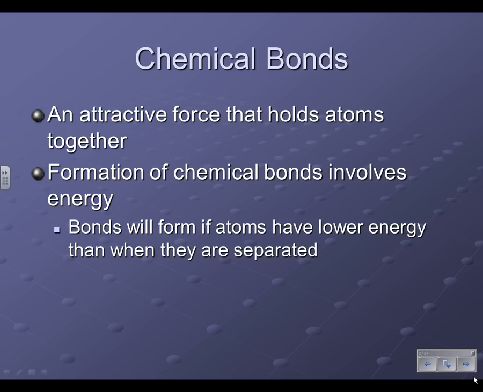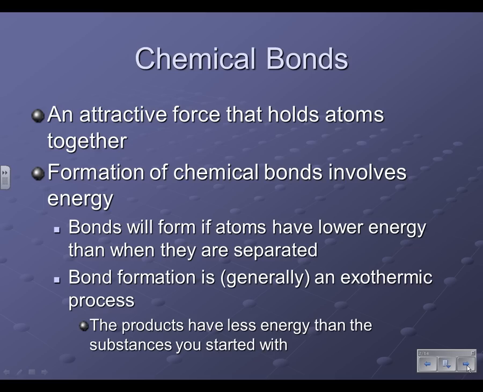Hopefully this all sounds familiar. The first Roman numeral on the covalent bonding packet is exactly the same as the ionic bonding packet because the ultimate goal is the same. Bond formation is generally an exothermic process. And we discussed when we were talking about ionic bonds that exothermic means that it's giving off energy. The products have less energy than the substances that we started with. That's what exothermic means. That means those things have become more stable.